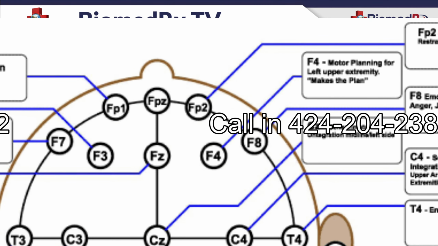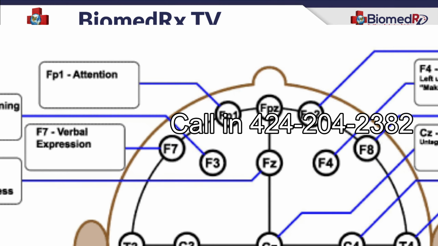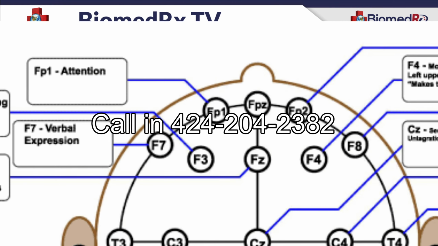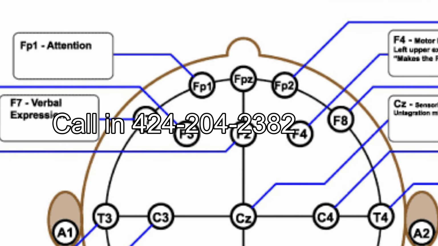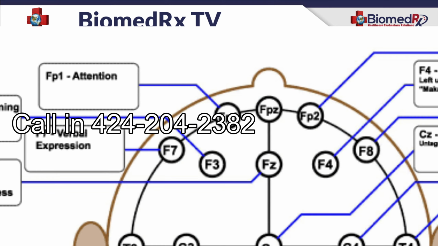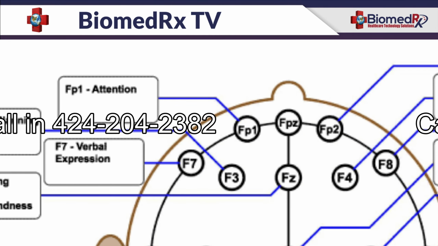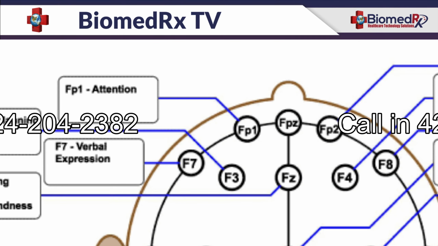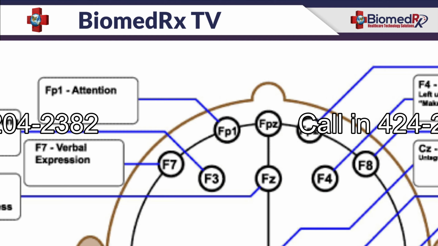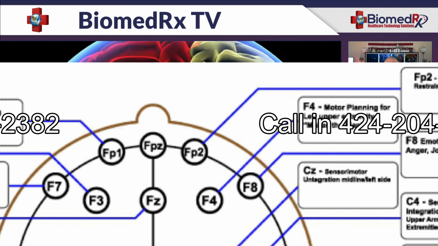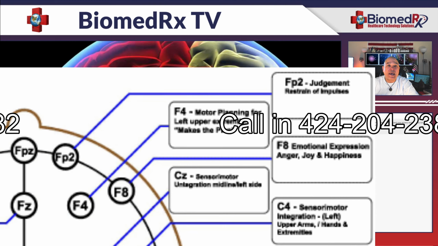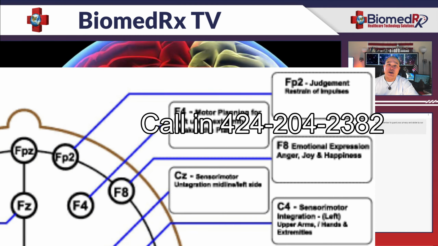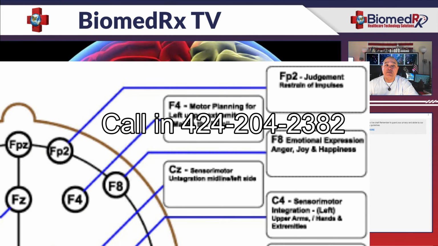I tend to make a lot of to-do lists. I tend to do a lot of planning, and I tend to really put a lot to plan. Put it that way. All right. F7, verbal expression. F7 is close to what we would call the Broca's area. The Broca's area has to do with the initiation of speech. Okay. And F8 has to do with emotional expression, anger, joy, or happiness, right?